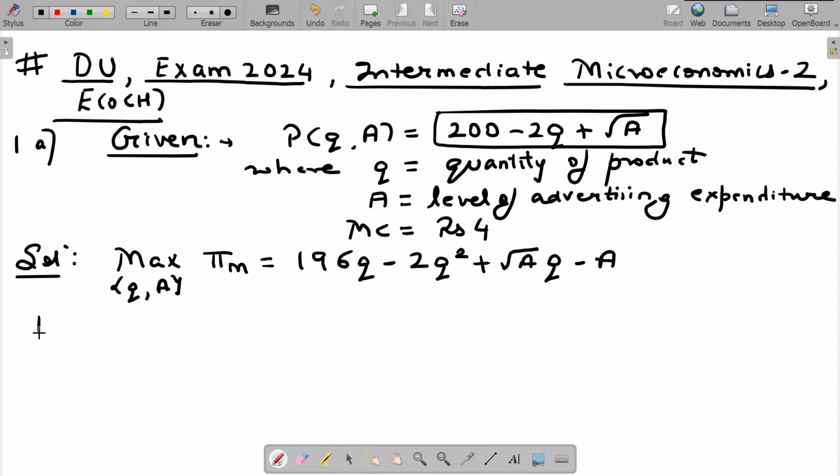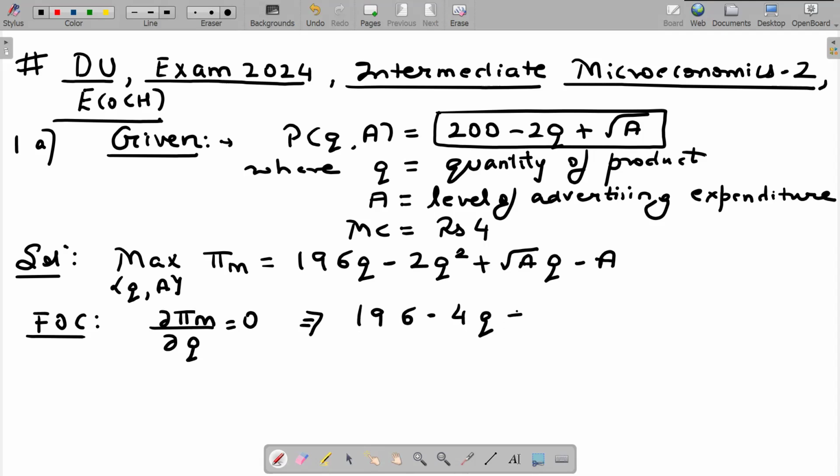So we look at the first order condition. First, we differentiate with respect to Q. So del pi m by del Q equal to 0. Now, if I differentiate the profit function partially with respect to Q, what do I get? 196 minus 4Q plus square root of A equal to 0.